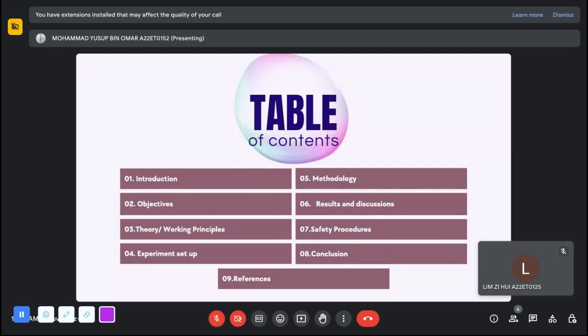This is the table of contents for our experiment: we have introduction, objective, theory, working principle, experiment setup, methodology, results and discussion, safety procedure, conclusion, and references.